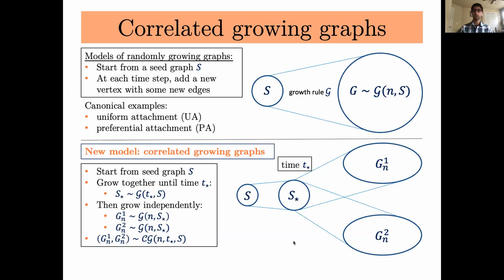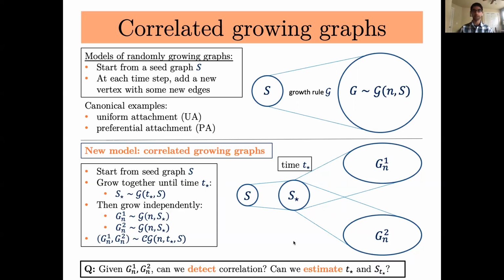Now, there are two statistical questions that come out of this quite naturally. Given only the graphs GN1 and GN2, can we detect correlated structure? And can we estimate properties of the correlated structure?